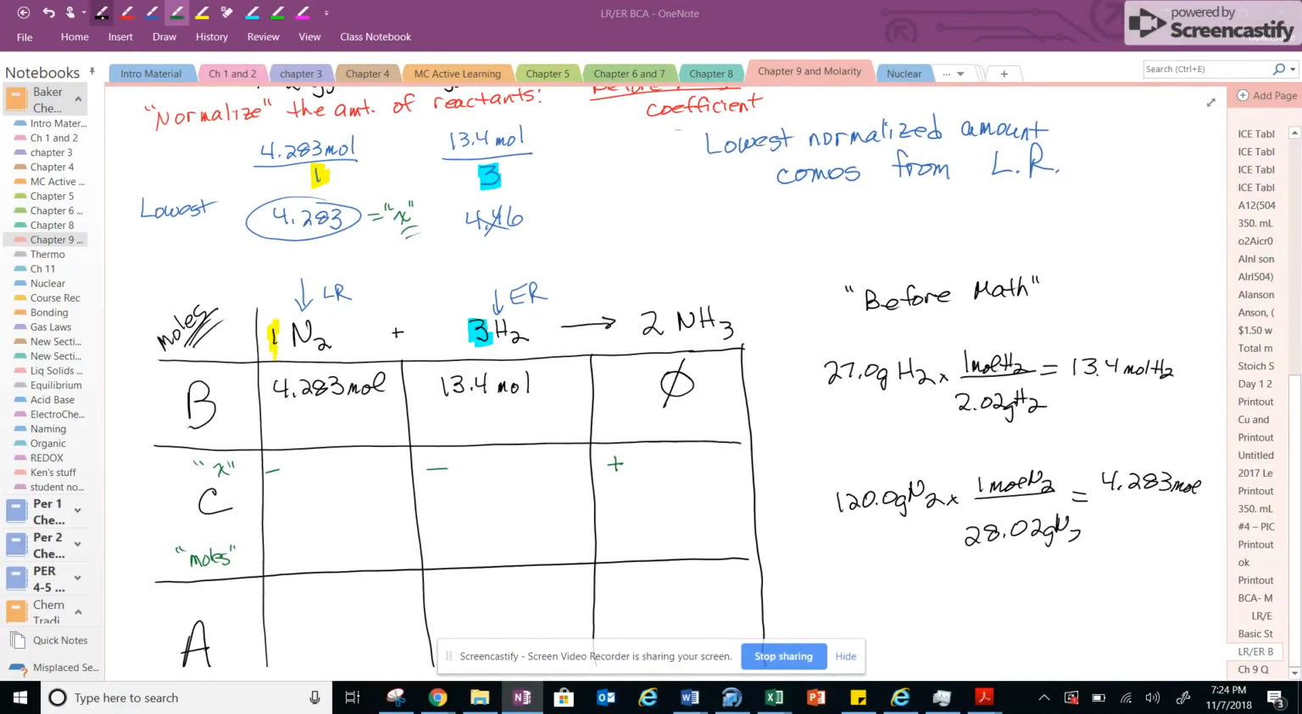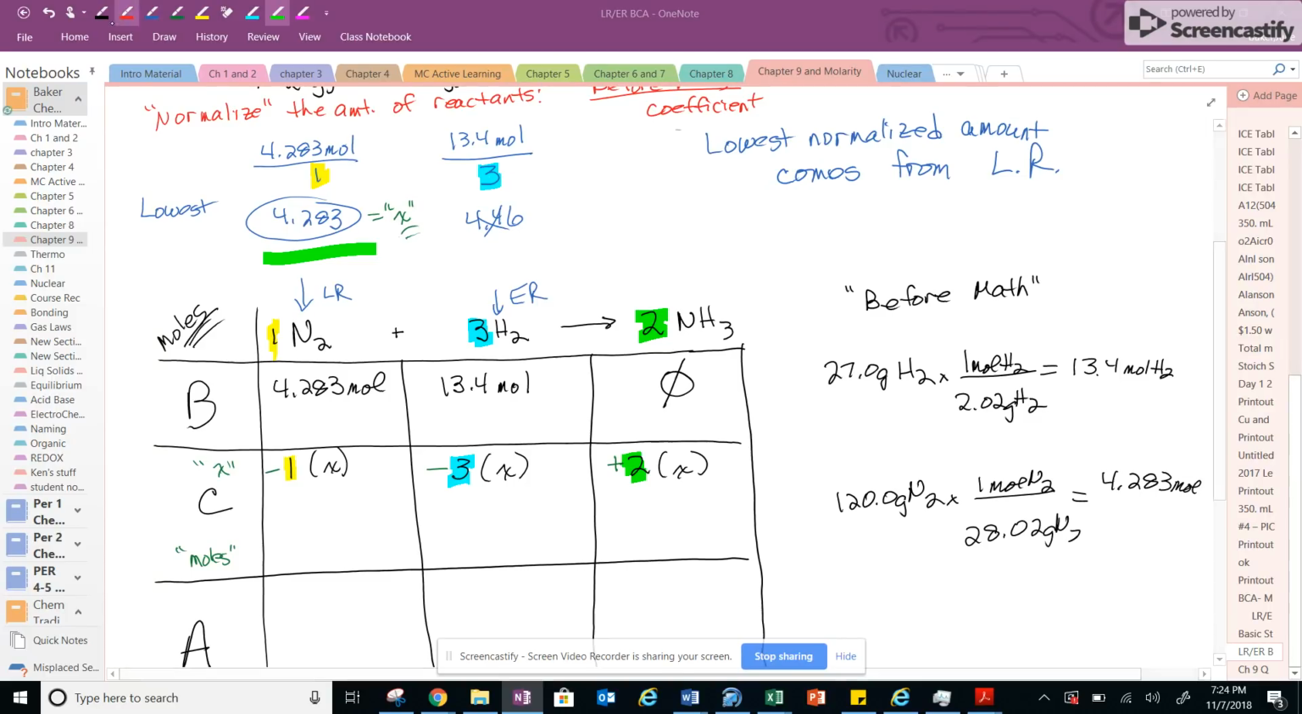So what I'm going to do is use that coefficient again, and I'm going to multiply it by that value of x. So this is the coefficient for the nitrogen. And in terms of the hydrogen, that's going to change by 3x. Why 3? Because that's the coefficient. And then my ammonia is going to go up by 2x. Coefficient of ammonia is 2. All right, well, what does that mean in terms of moles?